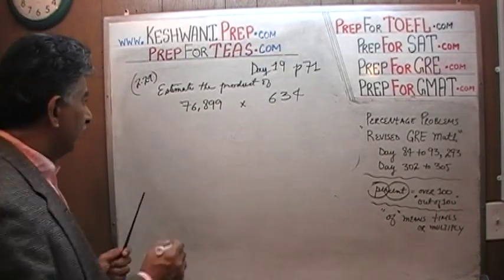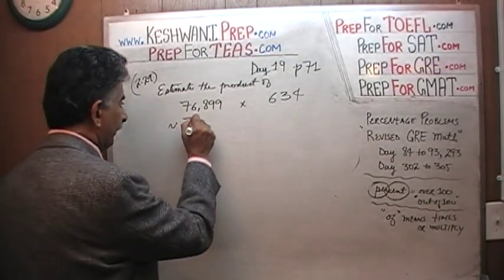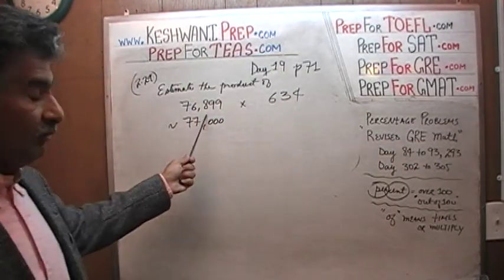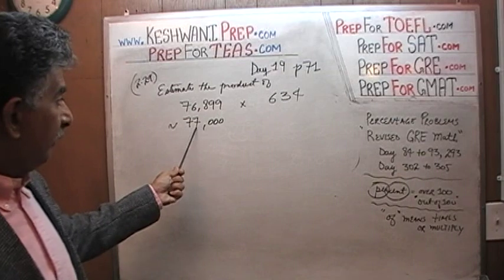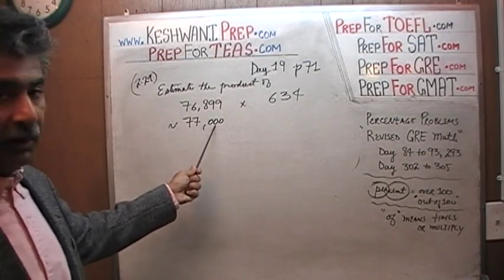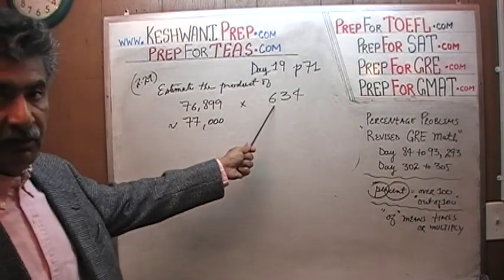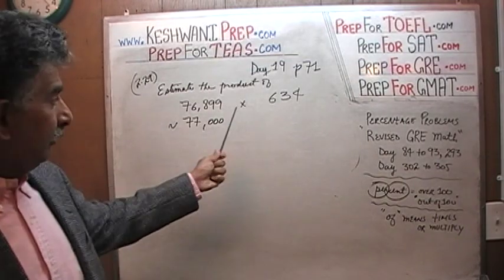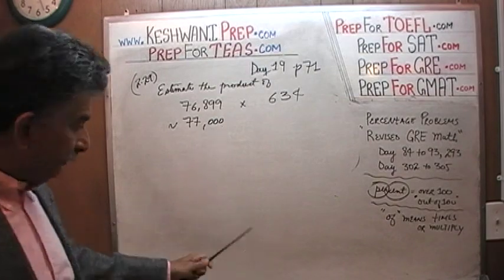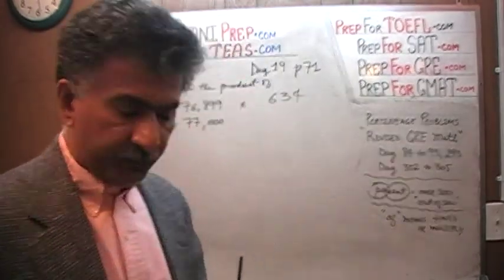For 76,899, in the book they tell us to pretend this one is 77,000. It is a very rough estimate because, as you can see, it's more than 100 apart. It's not 77,000, it's not even 76,900, so we are 101 apart. We're going to end up counting 101 times 634 extra. So here, are we overestimating or underestimating? That's the key part.